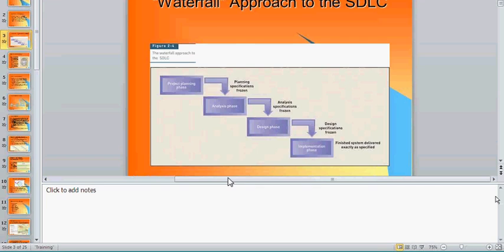So let's go back to our waterfall model. Guys, all of you, a lot of work to be done. Okay, please take this seriously.